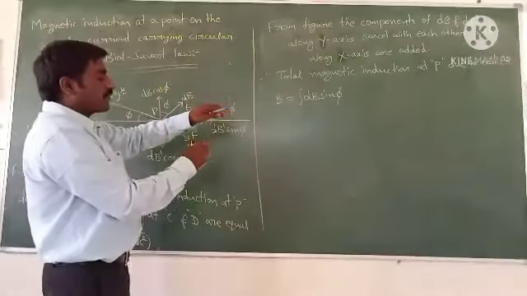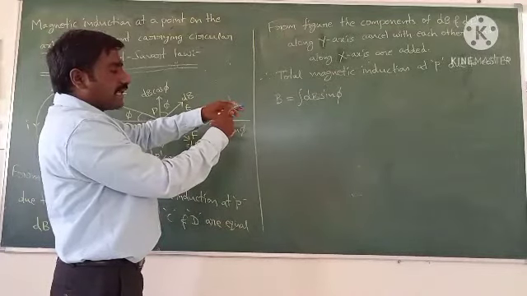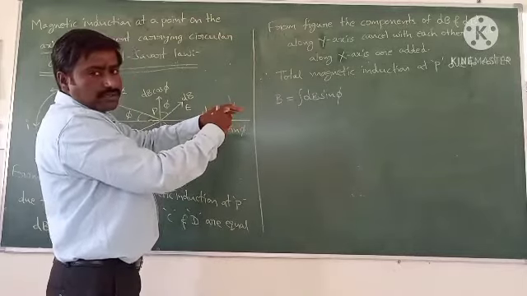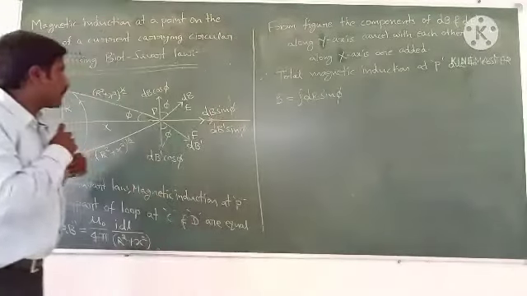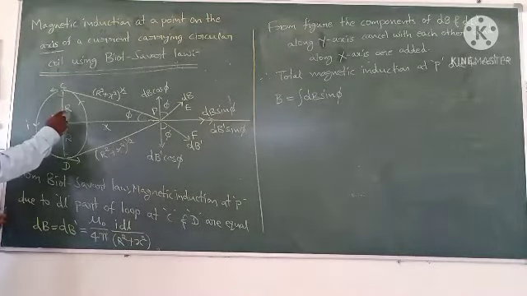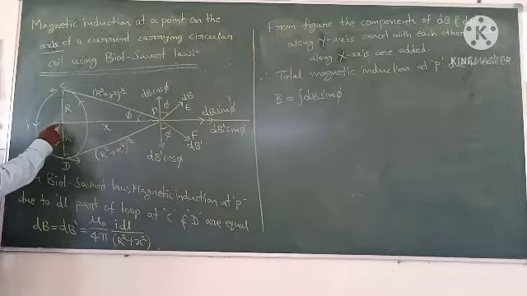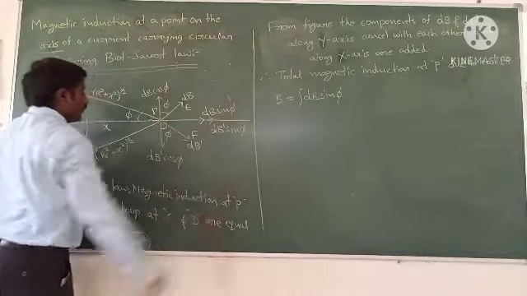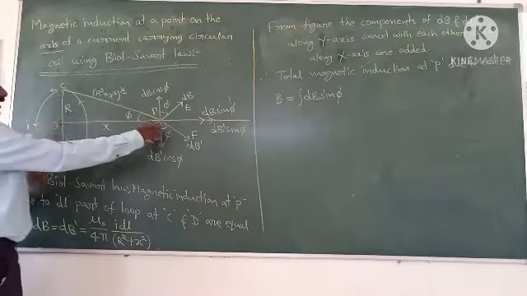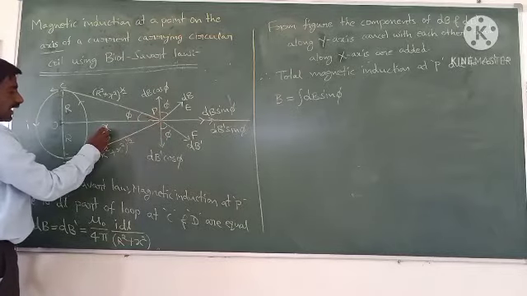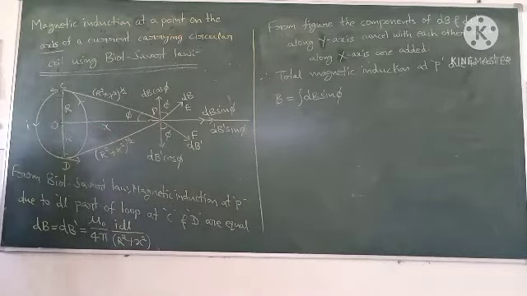So what is today's topic here? We are going to find out the magnetic induction at a particular point on the axis of a circular coil. Here I have taken a circular coil of radius capital R, and O is the center of the circular coil, and this line represents the axis of the circular coil. On the axis I have taken a point P. This point P is at a distance x from the center O.